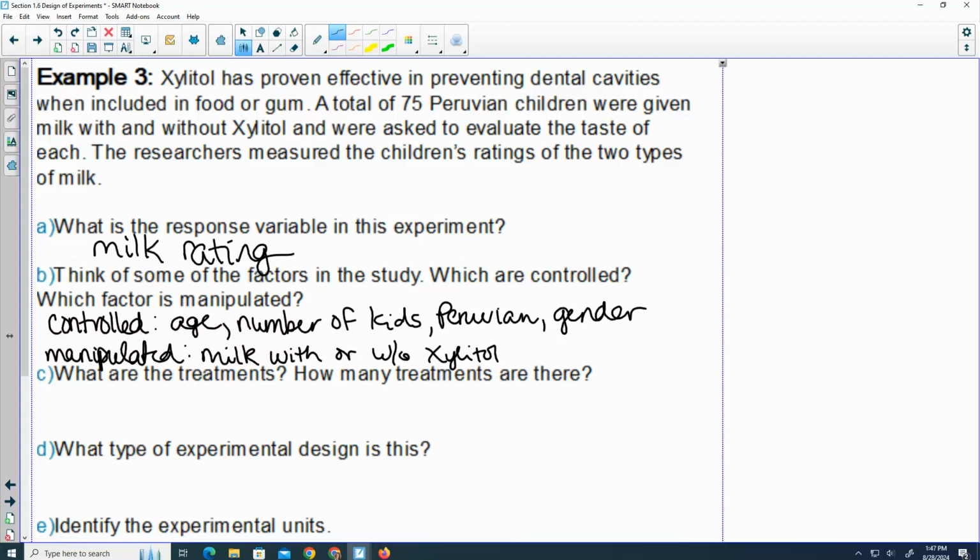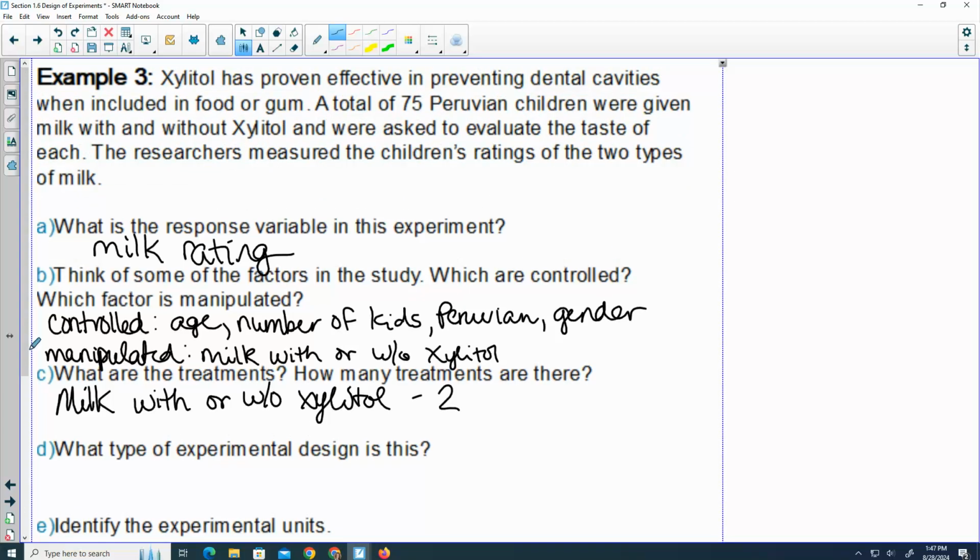What's the treatment then? It's kind of the same as the factor that we manipulate. It's the milk with or without the xylitol. Okay. How many different treatments are there? 2. They either get it with or without. No other option. Everybody gets milk.